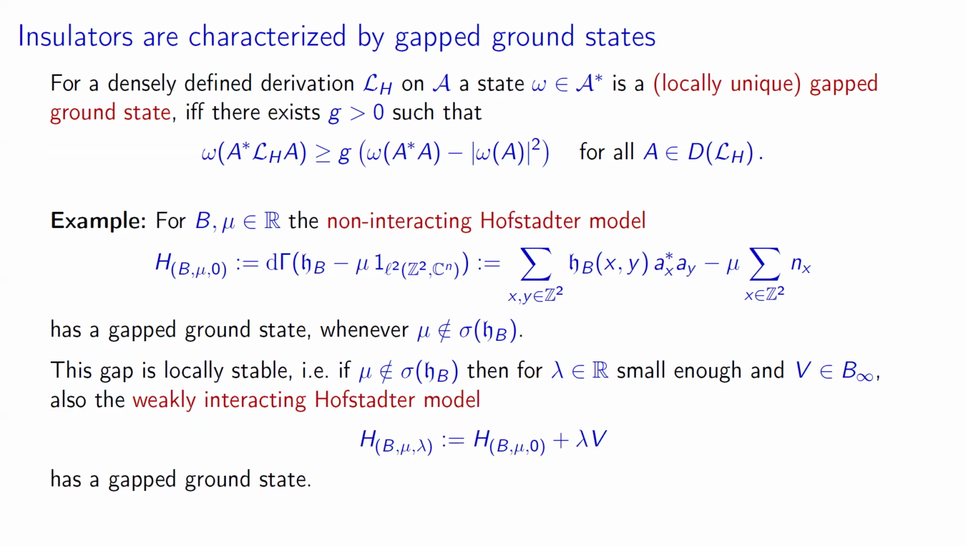Okay, and now we have at least one physically somewhat relevant model where we know that we can have this condition, a spectral gap. And actually it has been shown, and this is a very difficult problem I will not talk about, that for this model the gap is stable if we add small interactions. I mean, if we add small short-range interactions between the particles, then the gap will be stable. So for lambda sufficiently small, the weakly interacting Hofstadter model will also have a gapped ground state.